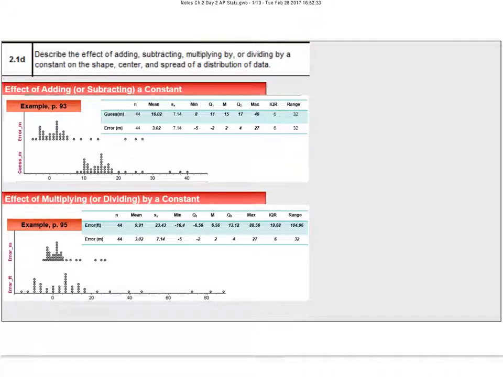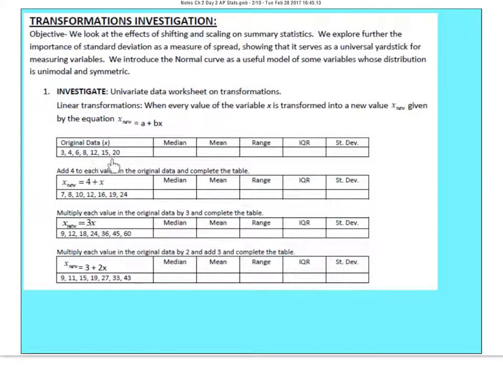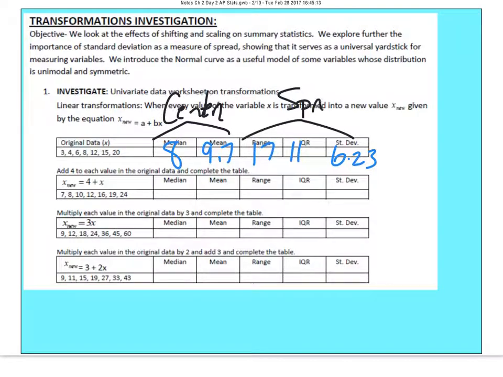Let's look at a much more specific example and officially start the notes. Now here we have 7 pieces of original data, and I'm going to go ahead and tell you the median, mean, range, IQR, and standard deviation of those. The median is 8. The mean is 9.7. The range is max minus min, in this case 17. IQR is 11, and standard deviation is 6.23. Remember the mean and median are going to be our center, and then these 3 will give us our spread information.